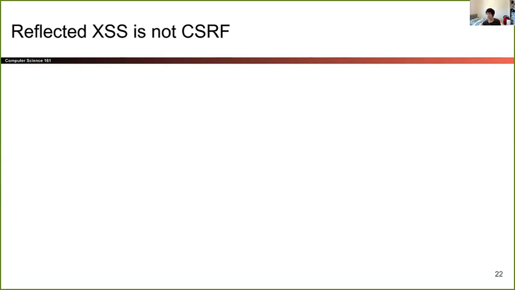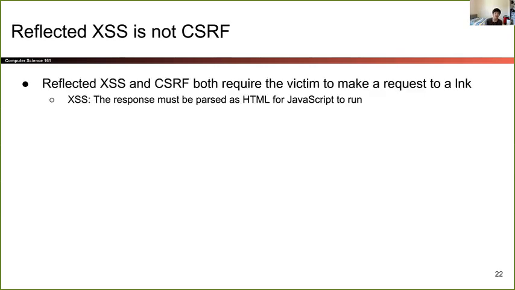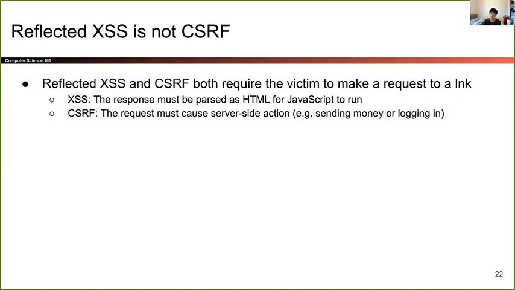As a note, I know I was comparing it with CSRF earlier, but it's still different from CSRF. The key is that in XSS, the response is sent from the server back to the client. The client parses that as HTML and causes malicious JavaScript to run on the client. Whereas for CSRF, we're forcing the client to make a request, and then that request is processed on the server, and then that causes a malicious action, say sending money or maybe logging in as the attacker. So it's a nuanced difference, but it's something that's important to keep in mind. And I know we've had confusion on this in the past.